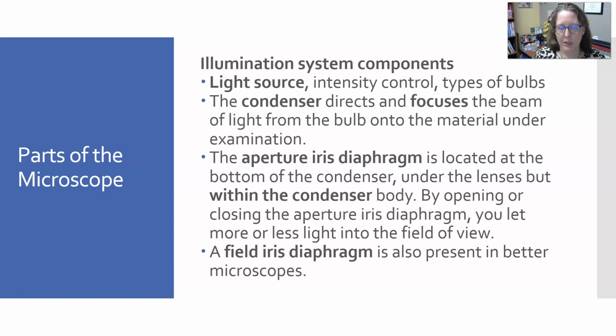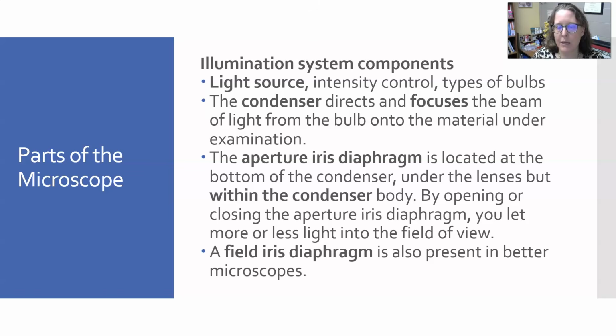Then the condenser takes the light from the light source and focuses that beam of light from the light bulb onto the material that's under examination. So for us, it's going to generally be a slide. It focuses it up onto the slide. And then within the condenser, there's an aperture iris diaphragm. So it's right at the bottom of the condenser, under the lenses, but it's within the condenser body. And you can open and close this aperture diaphragm to let more or less light into the field of view.